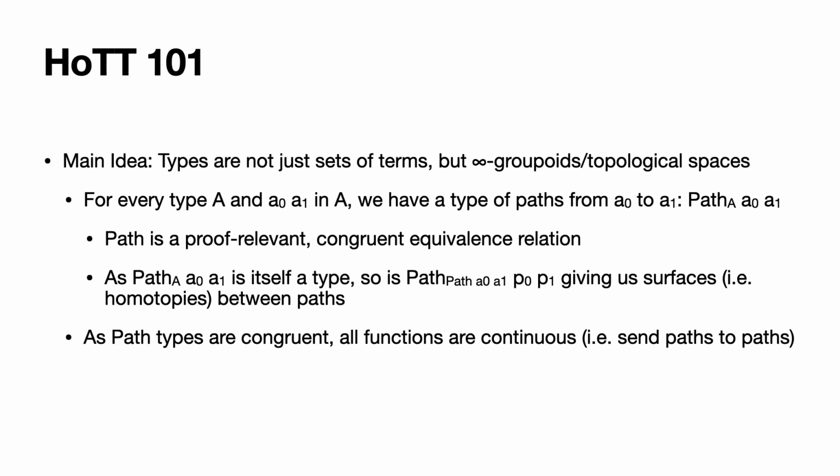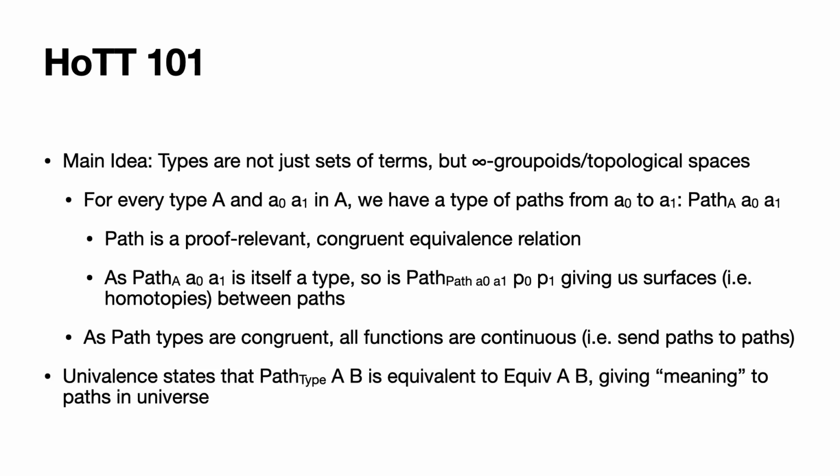And as path types are congruent, this actually imposes that all functions are continuous as they send paths to paths, surfaces to surfaces, and so on and so forth. Besides that, one of the main features of homotopy type theory is the univalence axiom, which states that the path type for the universe is equivalent to the type of equivalences. So for every path from A to B, we have a pair of invertible functions between A and B. And so univalence is giving meaning to what it is to be a path in the universe.